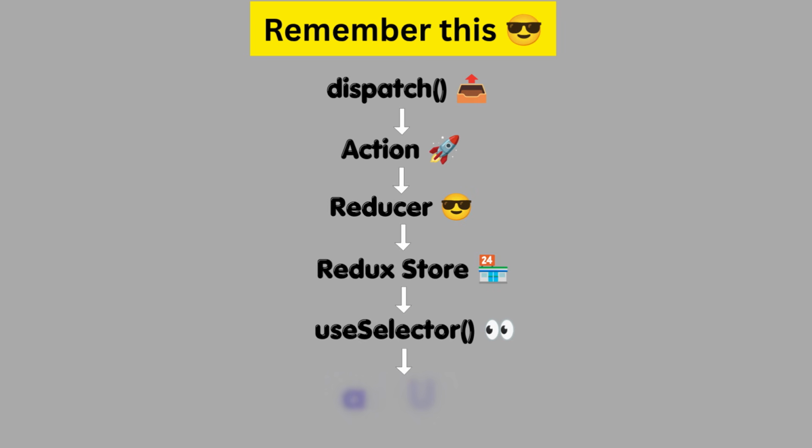Remember this simple Redux flow. First, we dispatch an action, the reducer processes the action and updates the Redux store. Finally, the component reads the updated state using useSelector and React automatically updates the UI.